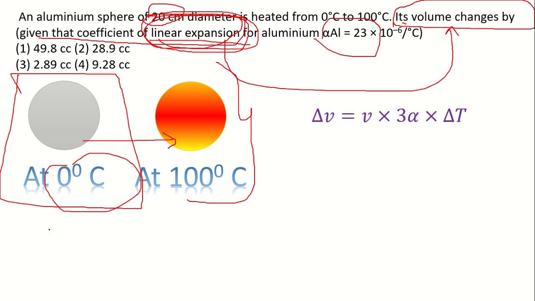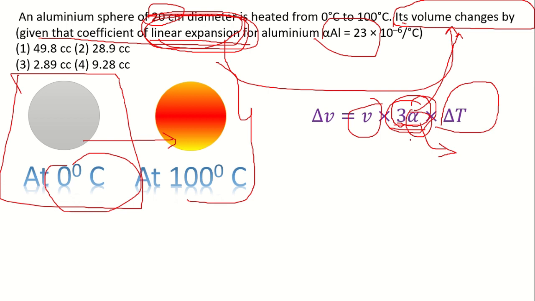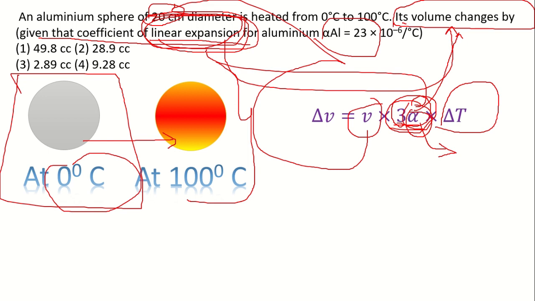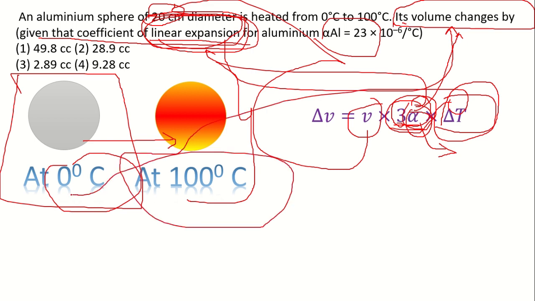We know that volumetric change is equal to original volume into 3 into linear expansion, because we are going to find out the volumetric change, which is in 3 dimensions. So 3 into linear expansion into change in temperature. We know the original volume because the diameter of the sphere is given, that is 20 cm, and the coefficient of linear expansion is also given, and the change in temperature is also given, that is 100 minus 0 degrees.